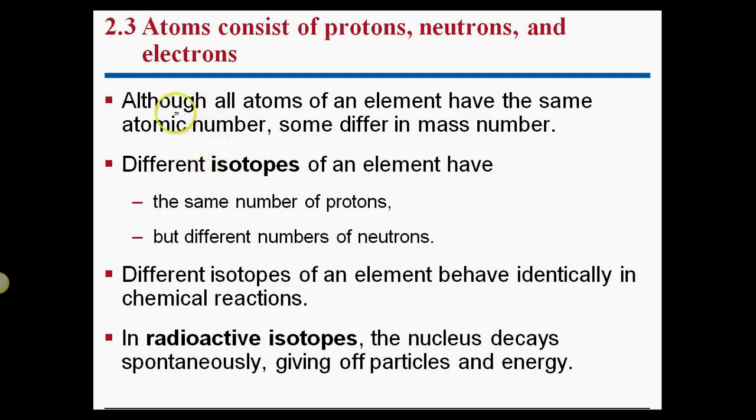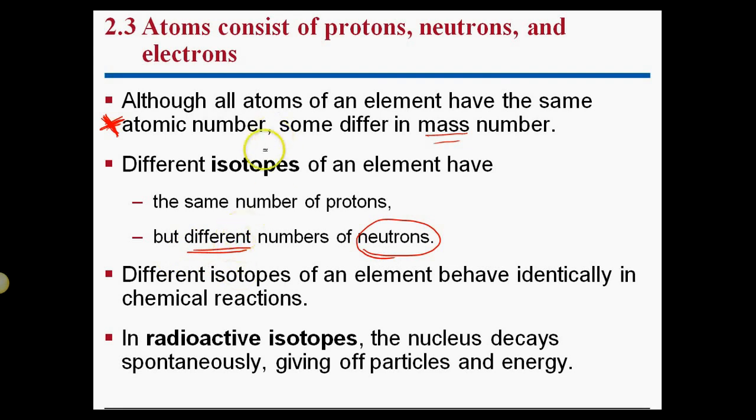All right, so although all atoms of an element have the same atomic number, they can differ in mass number. Remember, atomic number is protons. So I'm going to put a little plus sign here because you can have the same amount of protons and differ in mass number. So if my protons are the same, but my protons and neutrons have changed, that's going to mean that the number of neutrons is different.